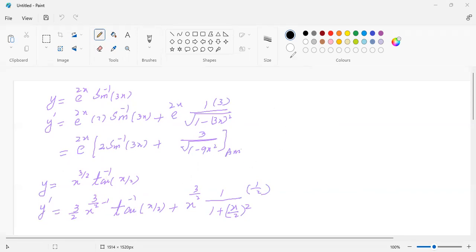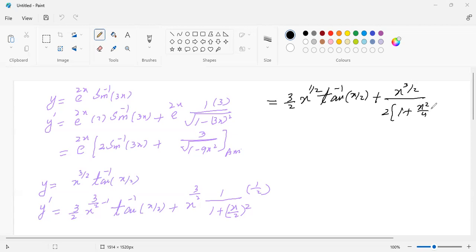So we have the derivative now. You can simplify this. It can be written as 3 by 2, and then taking its LCM, it becomes 1 by 2 x power 1 by 2 into the tangent inverse of x by 2, and then plus, writing the 2 in the denominator, in the numerator x power 3 by 2, and 1 plus x square by 4. This is your final answer for this product rule.